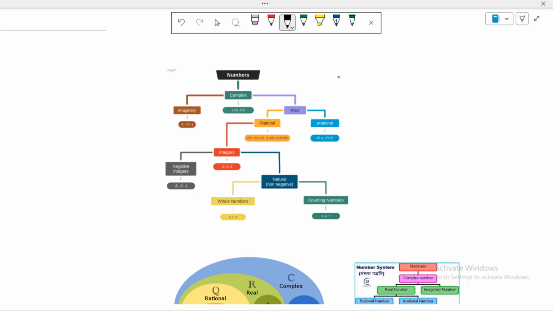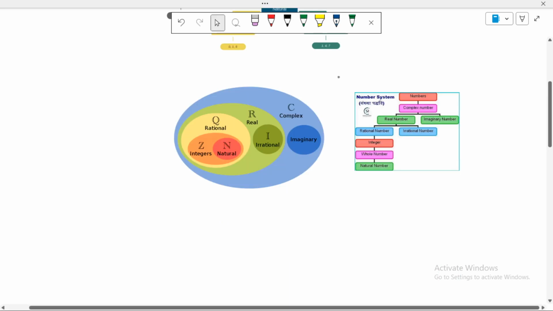Now, in this video, we are going to focus on classification of numbers. We know already, from 0 to 9, there are 10 digits. With the help of these 10 digits, we can form so many numbers. While expressing these numbers, we have so many systems. For example, we have the decimal number system, the octal system, the hexadecimal system, and the binary system. We have different kinds of systems.